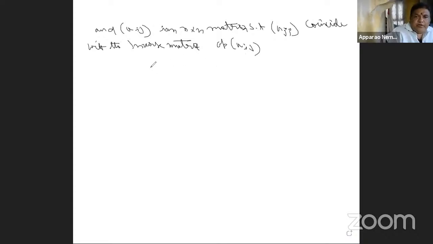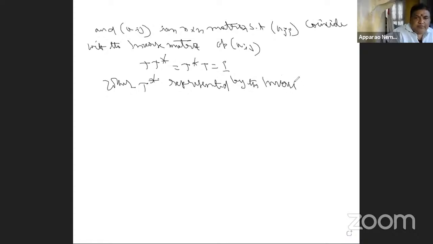Then it follows that T star T equal to T T star equal to I, where T star is represented by the inverse matrix of a_ij.